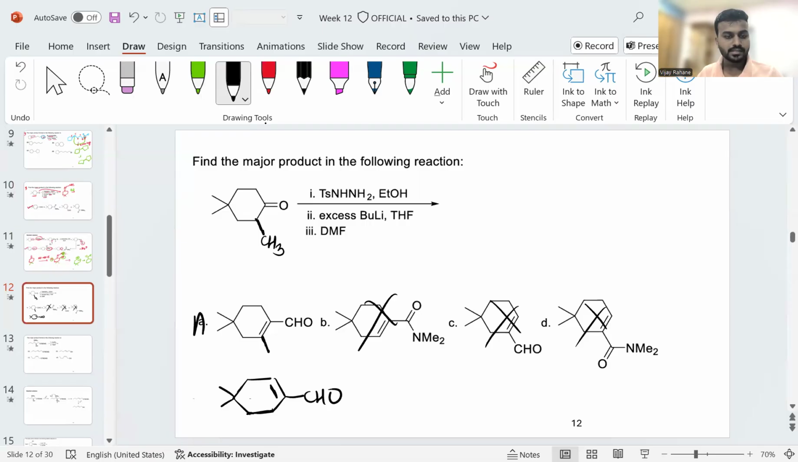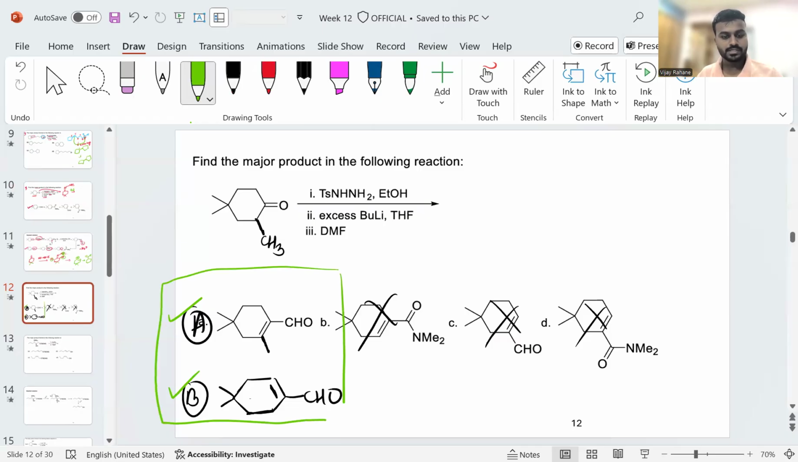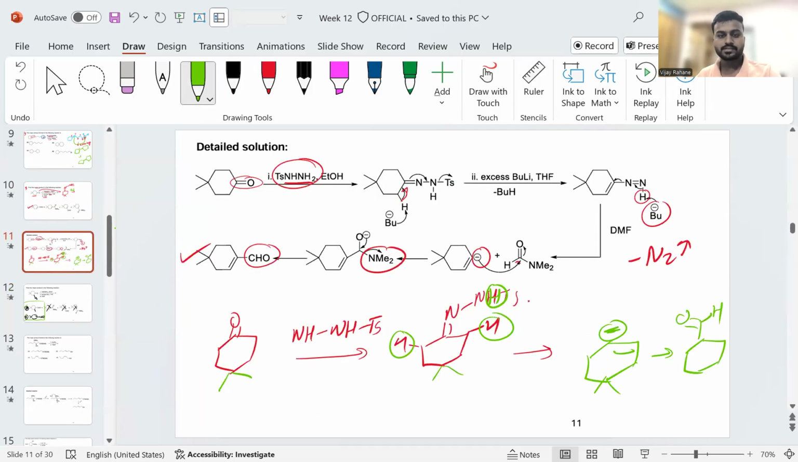So whether A or B, which one is the product? You work out this question. We have now only two options. So what will be the correct option here? That you need to identify, and that's easy if you apply all the concepts that you have learned in this course. Only the variation takes place here, the proton abstraction.